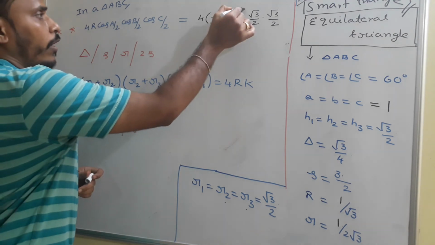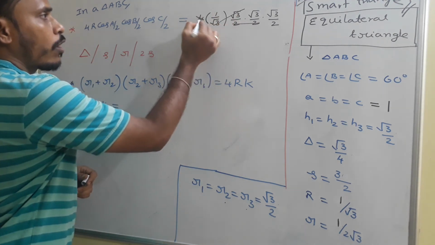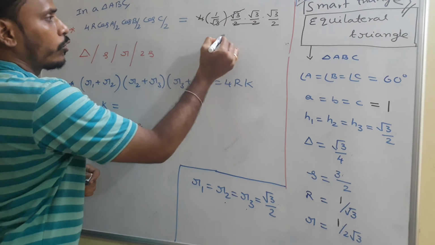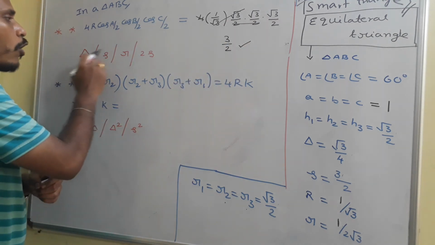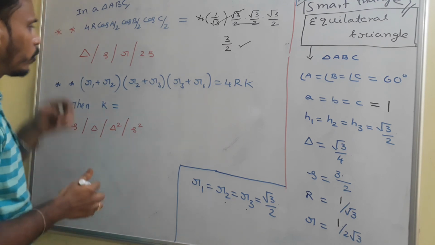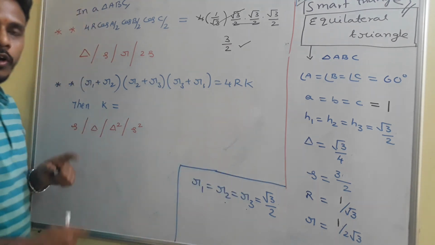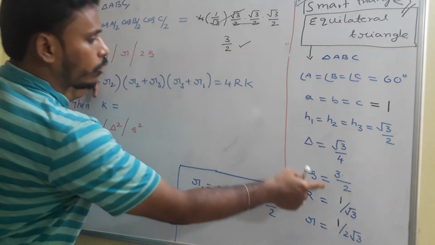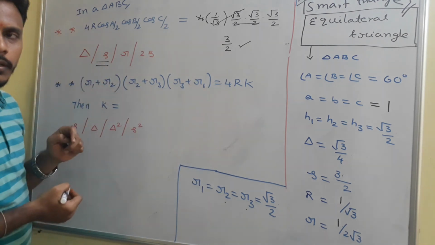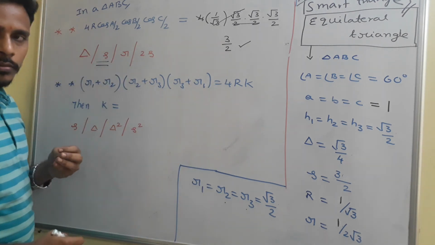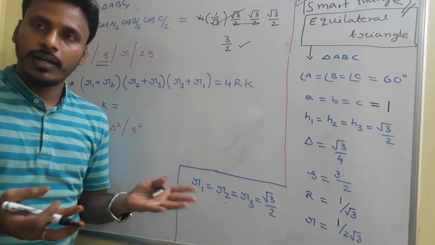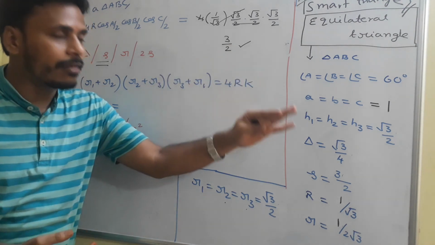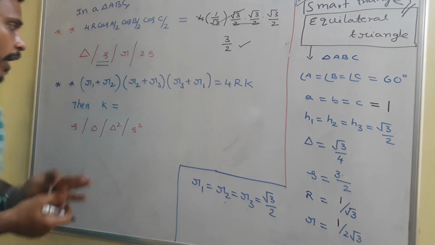Then try to simplify. Root 3 cancels. 2 2's are 4 and 4 cancels. Root 3 into root 3 is 3 by 2. Then your answer is 3 by 2. Now choose the one which is suitable for 3 by 2. Delta is root 3 by 4, not correct. S is 3 by 2. So your S is your answer. If you wish, check for R and 2S also. They are not equal to 3 by 2. So your answer at the end is 3 by 2. There is the problem, just replace those values. That's enough.